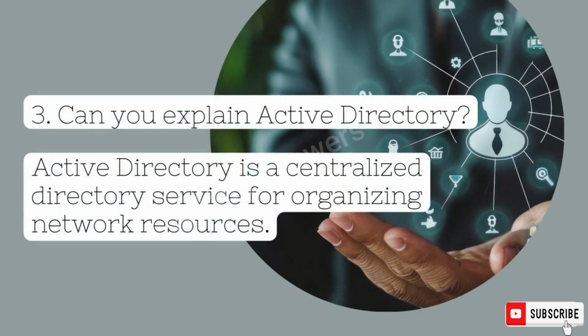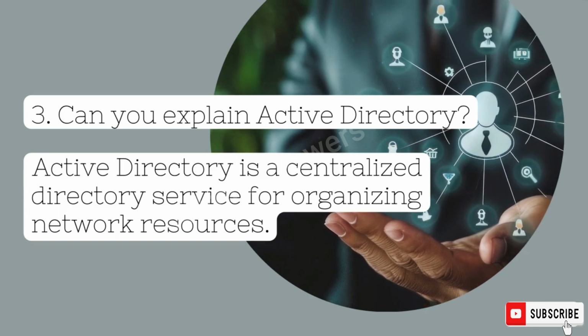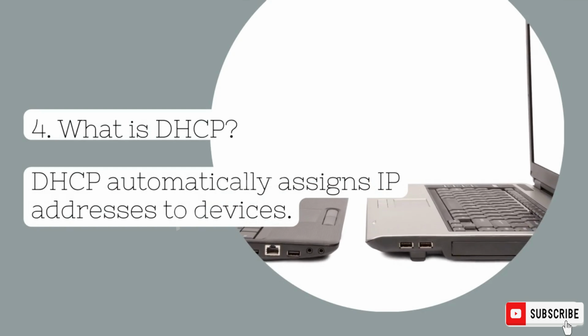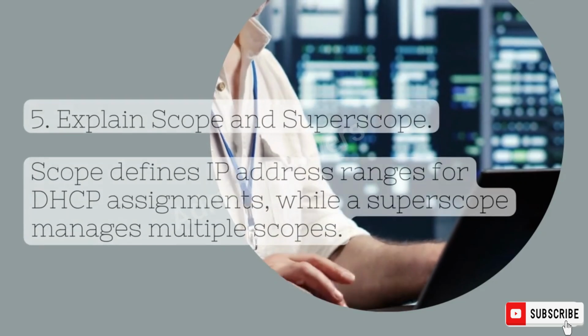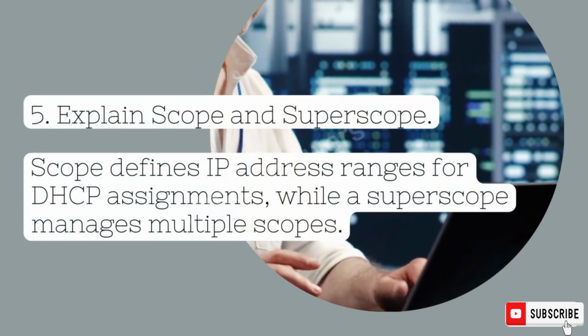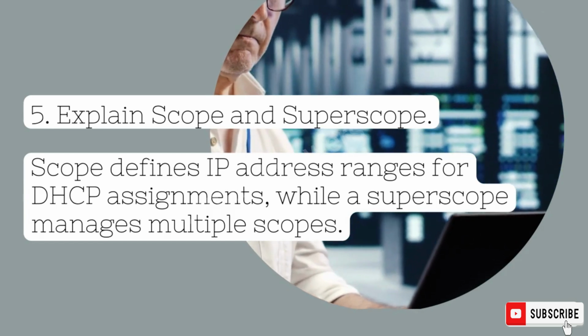3. Can you explain Active Directory? Active Directory is a centralized directory service for organizing network resources. 4. What is DHCP? DHCP automatically assigns IP addresses to devices. 5. Explain scope and superscope. Scope defines IP address ranges for DHCP assignments, while a superscope manages multiple scopes.